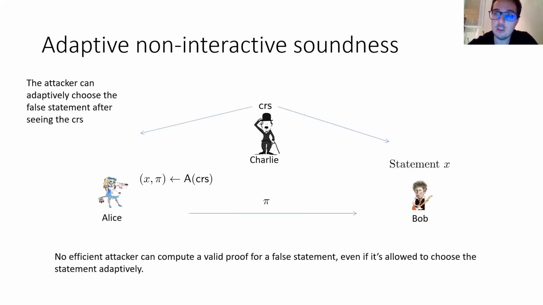The stronger definitions of security for NIZK are defined in the following way. In the slide, we can see how adaptive non-interactive soundness is defined by the fact that each malicious probabilistic polynomial-time attacker that tries to forge a valid proof for a false statement has negligible probability to convince a verifier, even if it is allowed to choose the statement adaptively after seeing the CRS.